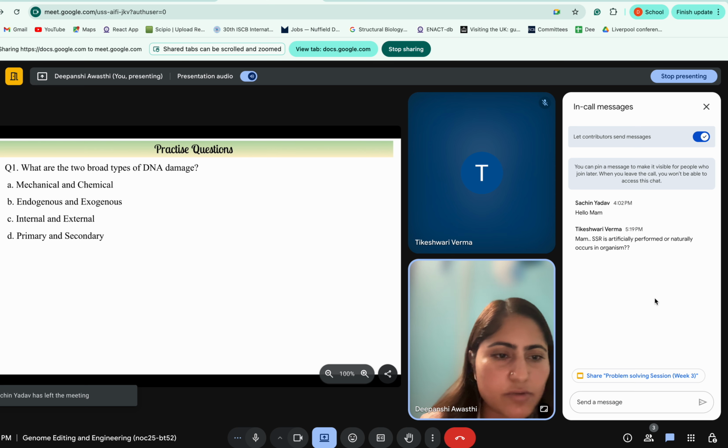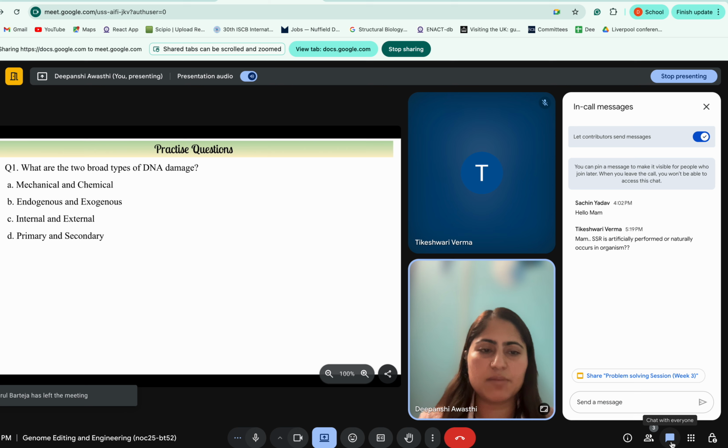Okay, so you have some doubt. Is SSR artificially performed or does it occur naturally in the organism? So this site specific recombination is also performed by different experimentalists, but it can also occur naturally.